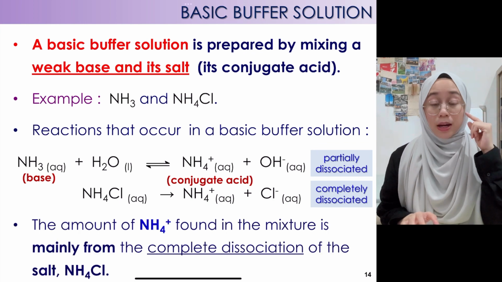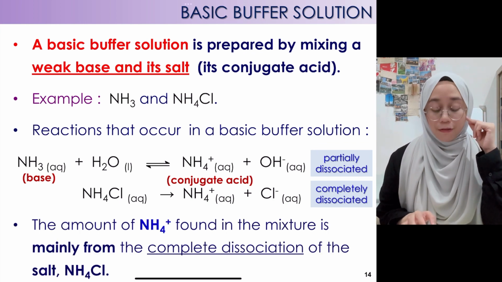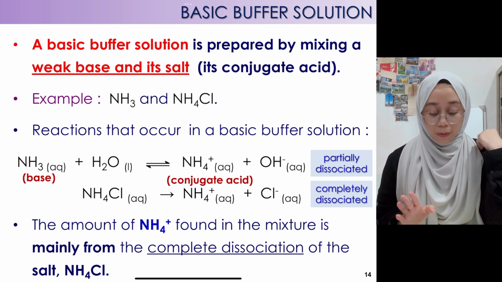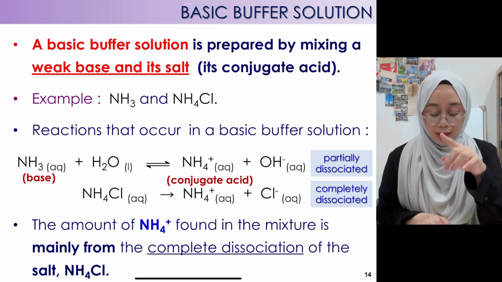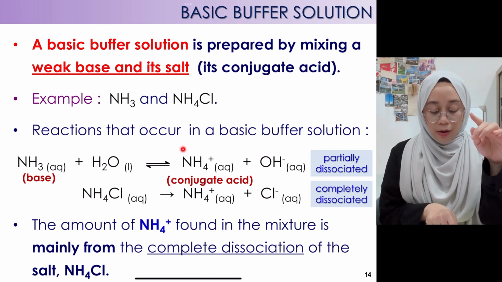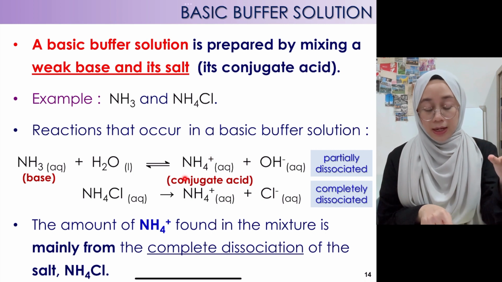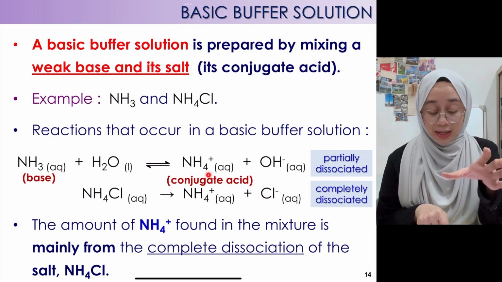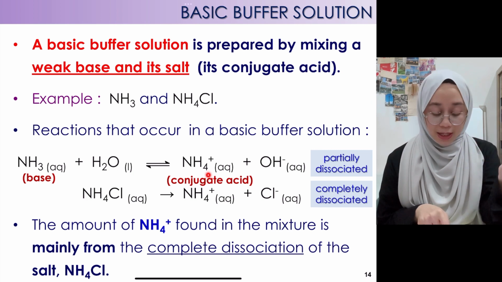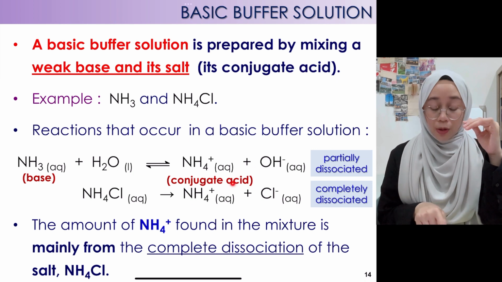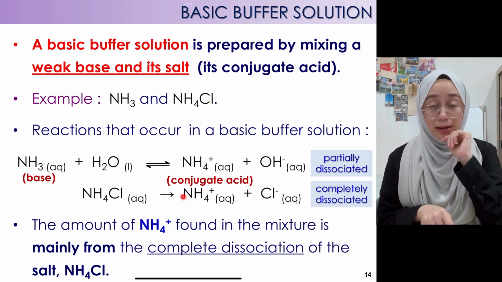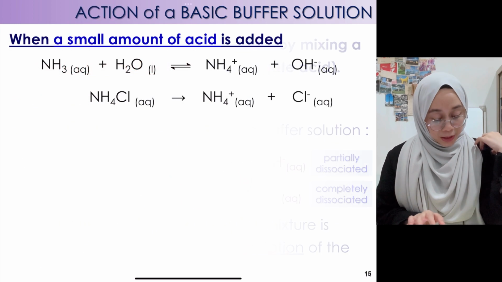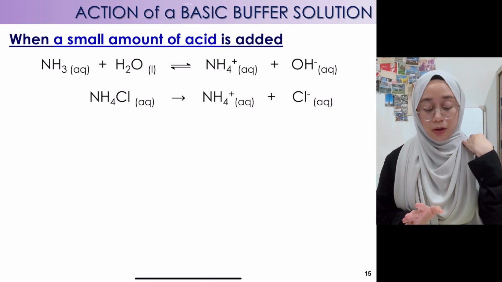Okay, so the amount of NH4 plus found in the mixture is mainly from the complete dissociation of the ammonium chloride. Okay, so please take note that kita punya conjugate acid, okay, walaupun kita tengok weak base sendiri dissociate menghasilkan NH4 plus, okay, tapi it is partially dissociate je, so sikit je yang jadi yang datang daripada ammonia sebenarnya, tapi yang sebenarnya kita punya NH4 plus ni mostly datang daripada salt sendirilah, since salt is completely dissociate. Okay, so what happened when a small amount of acid is added then?